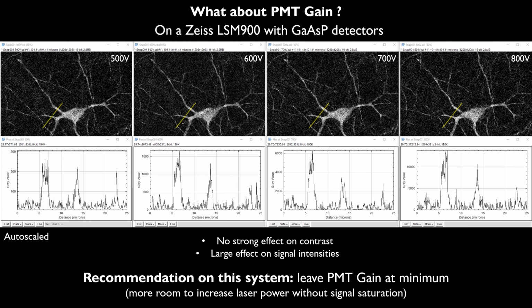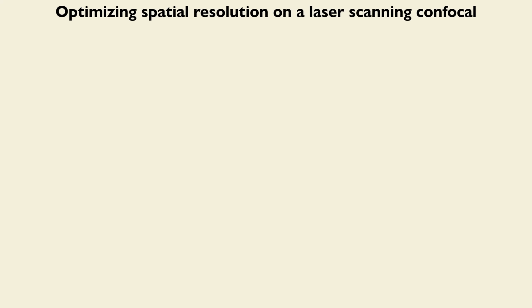If you just make the image brighter, but don't get any quality in return, you're wasting your dynamic range. You're precluding increasing the laser power more to get a better quality image. So that is not recommended, and therefore we recommend instead to leave the PMT gain at a minimum, which in these confocals means 500. This is something that you'll have to check on your own system if you have something different to see whether it's worth it to change this parameter or not.